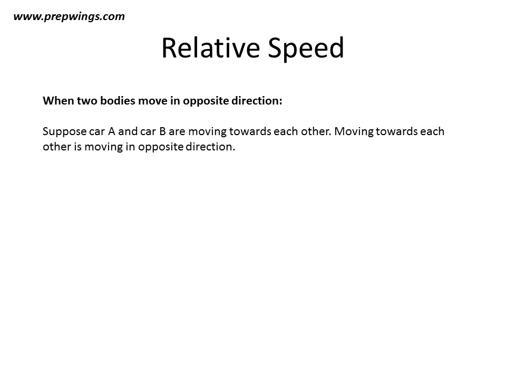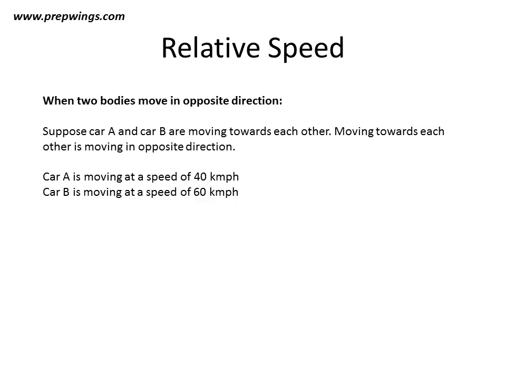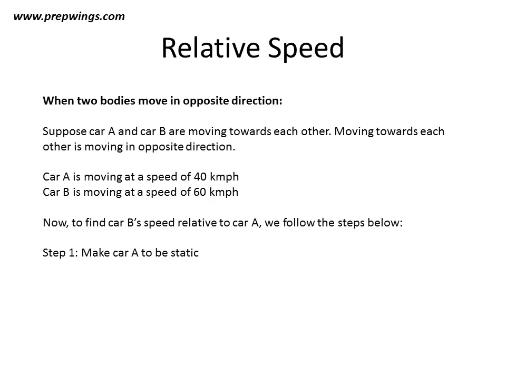Now suppose car A and car B are moving towards each other. Moving towards each other means moving in opposite direction. Car A is moving at 40 km per hour and car B is moving at 60 km per hour. Suppose we have to find car B's speed relative to car A's speed. So we will follow the steps given. Step 1 says make car A to be static. So basically assume that car A is not moving.